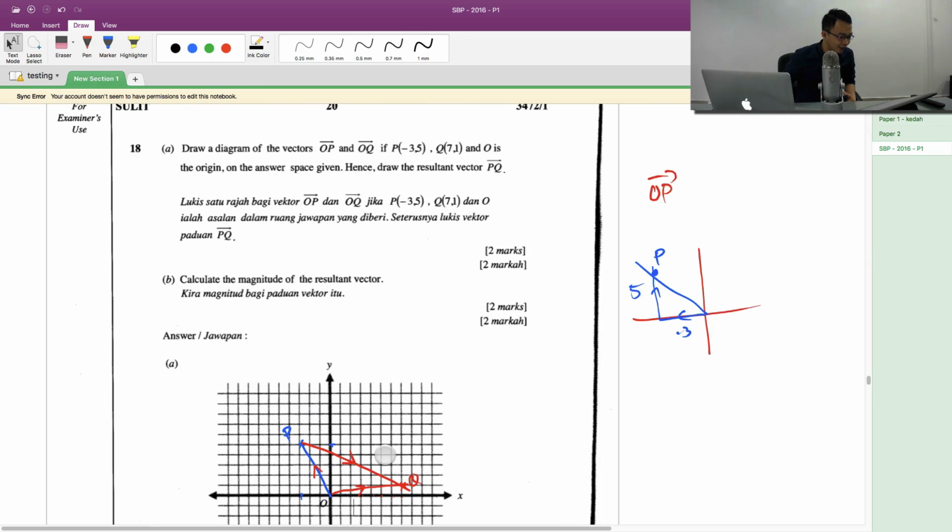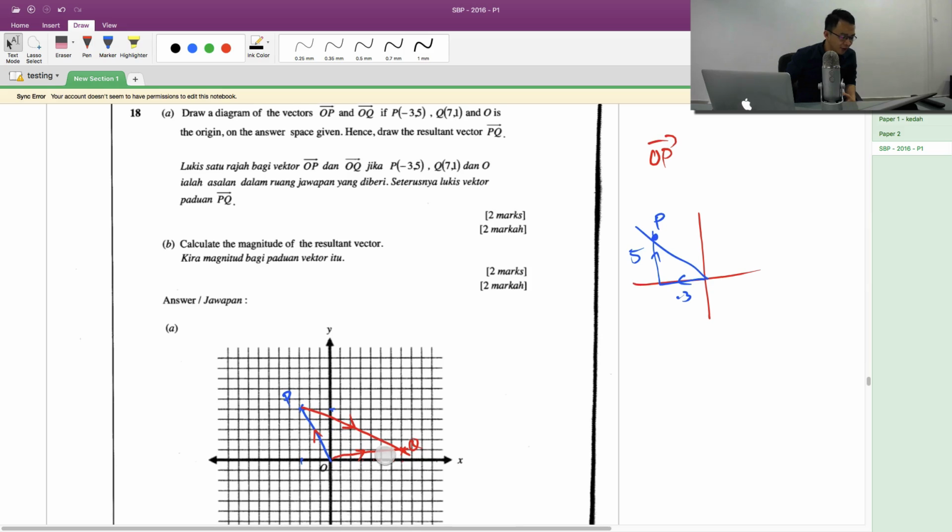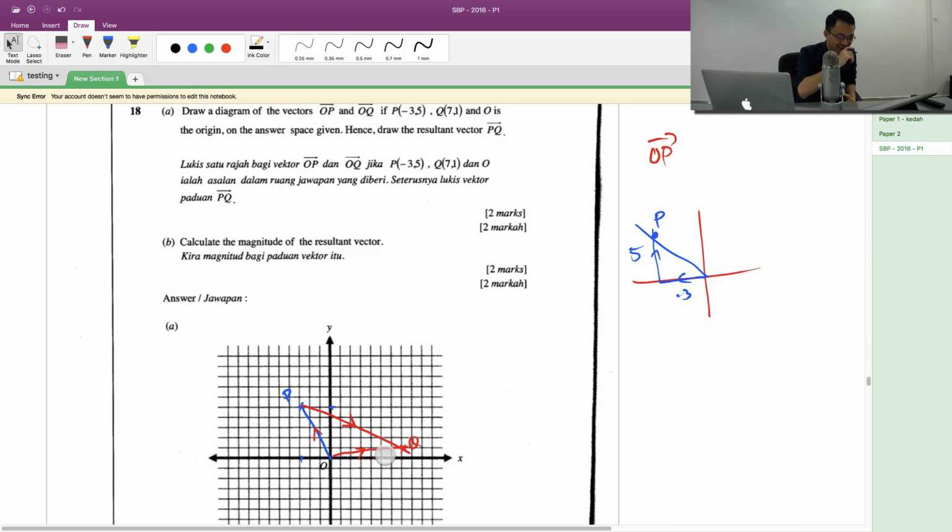And then calculate the magnitude of the resultant vector. If you want to find the magnitude of the resultant vector, it is quite simple. We can actually use algebra to solve. It depends on what method you want to use. There are many ways. You can see from the diagram also.